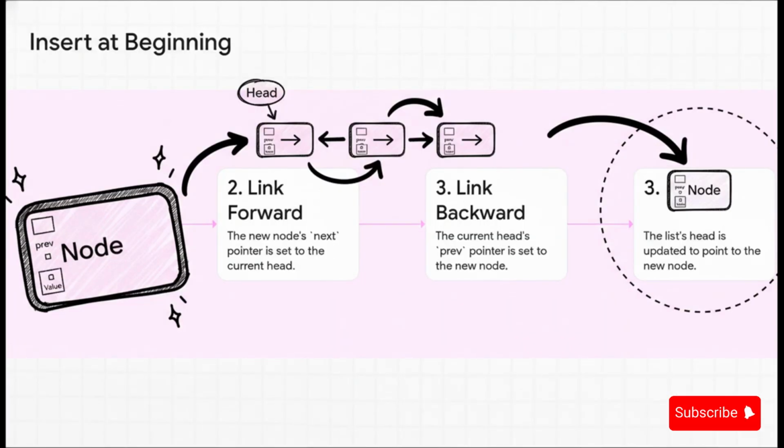Okay, step 1, create the new node. Easy. Step 2, tell our new node that its next neighbor is the current head of the list. Now here's the really important part for a doubly linked list. Step 3, we have to turn around and tell the old head, hey, your previous node is now this new guy we just added. See, it's a two-way connection. And for the final step, we just update the main head pointer to point to our new node. And just like that, it's the official new front of the list.